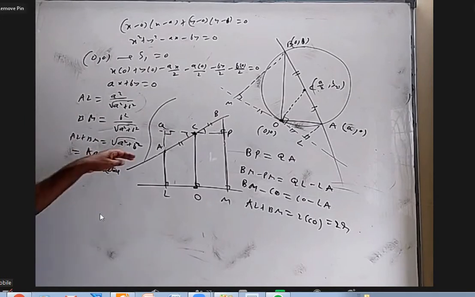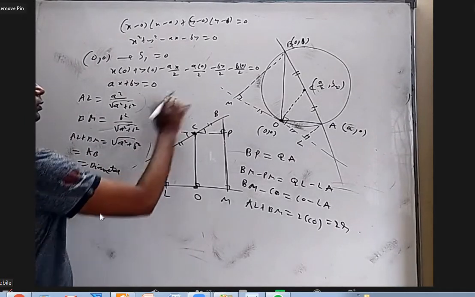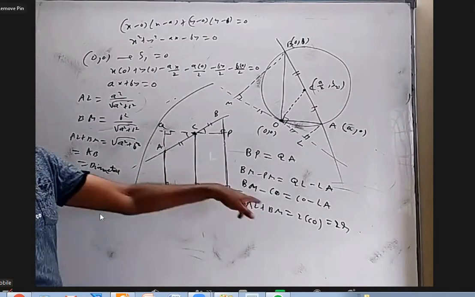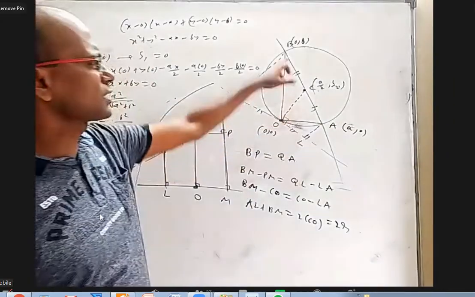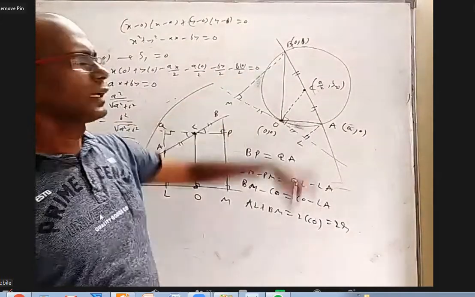So either by coordinate geometry way or by pure geometry way, I can prove that this perpendicular distance plus this perpendicular distance should be the diameter.